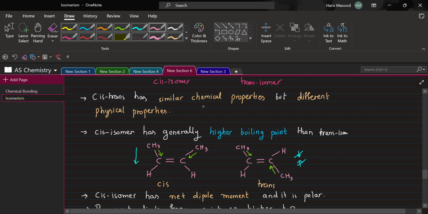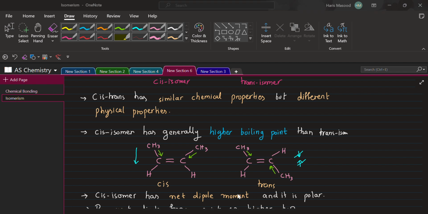Cis and trans have similar chemical properties but different physical properties. Chemical properties means reactivity and solubility, but different physical properties means melting point, boiling point, density, that would be different. What is written? Cis isomer has generally higher boiling point than trans isomer. Now why is that so?